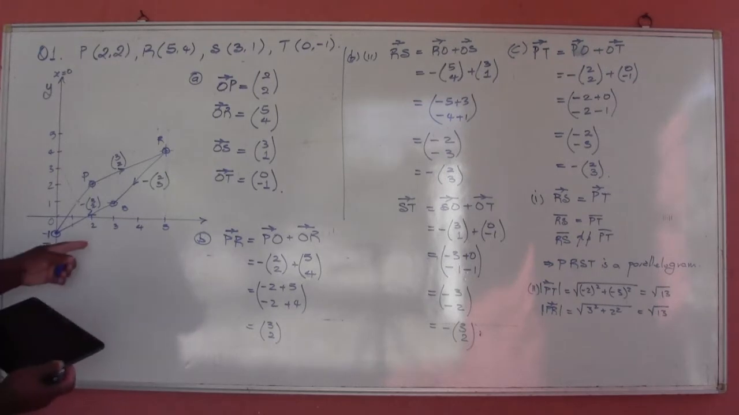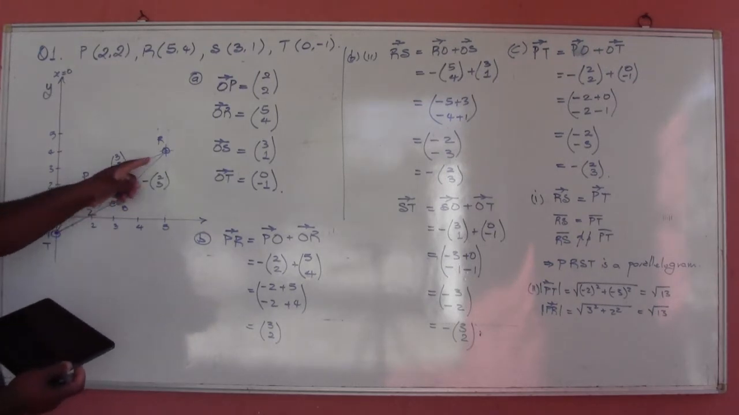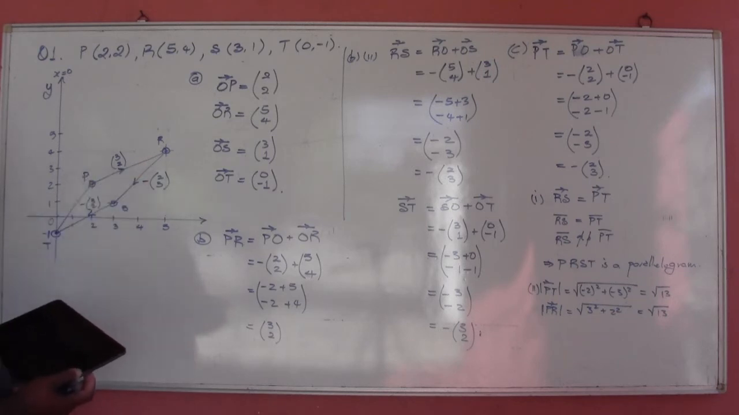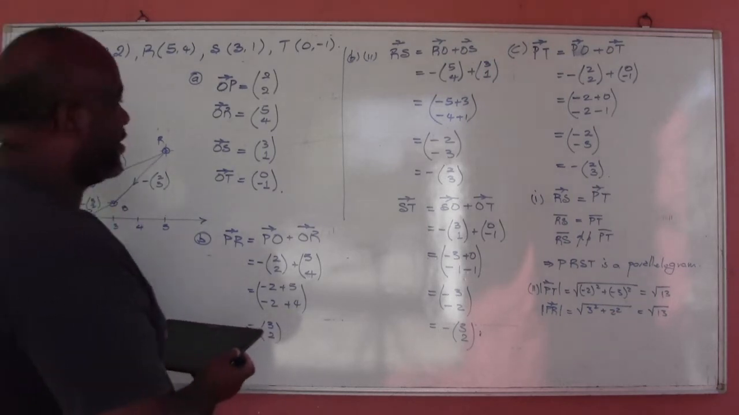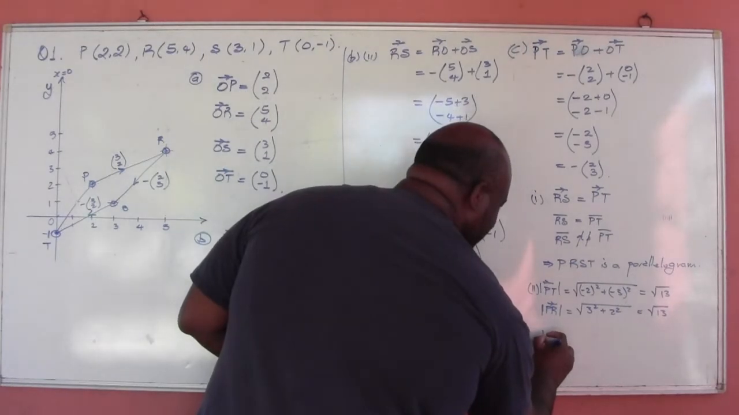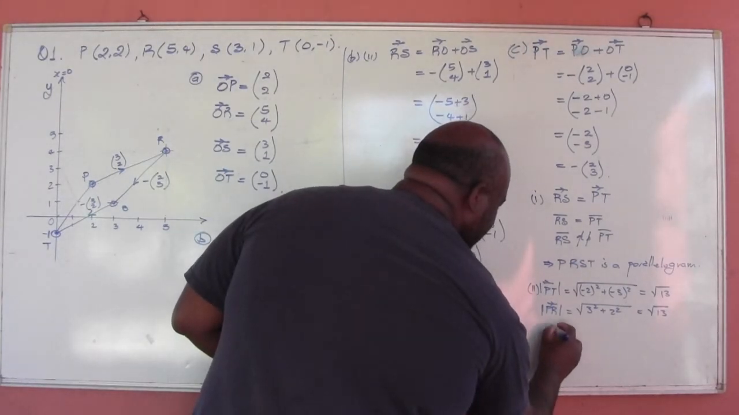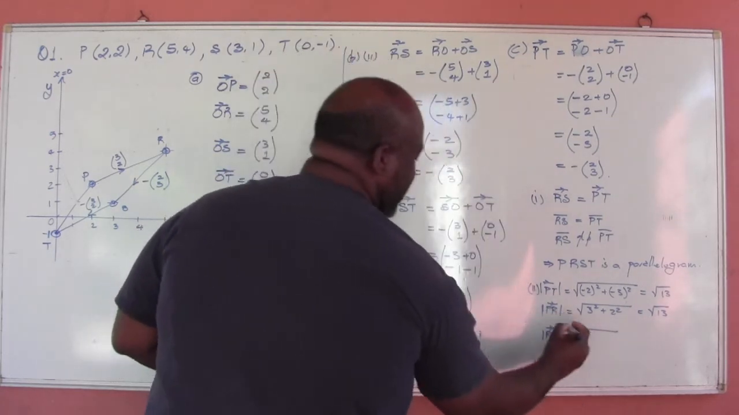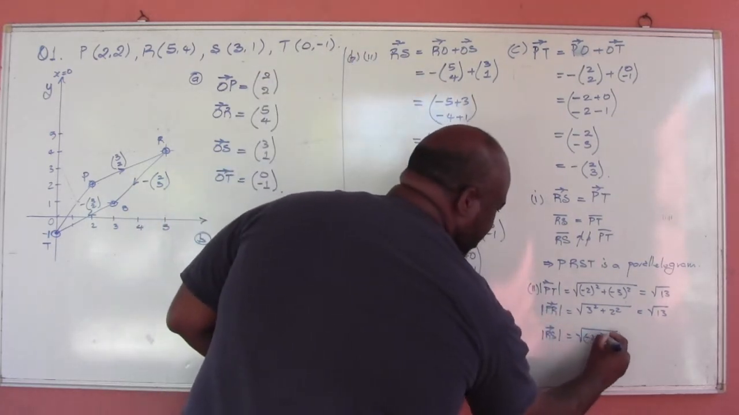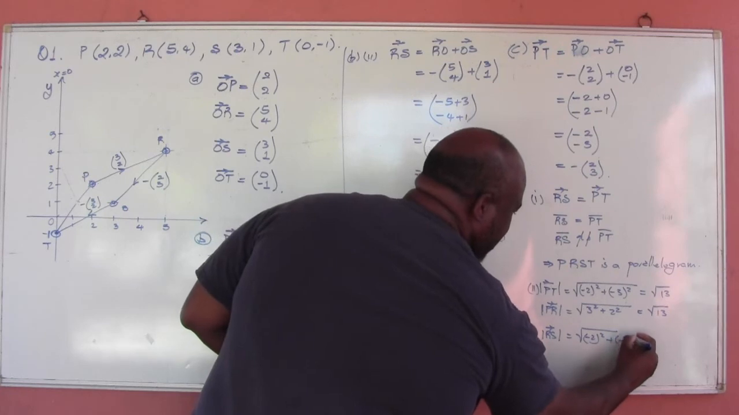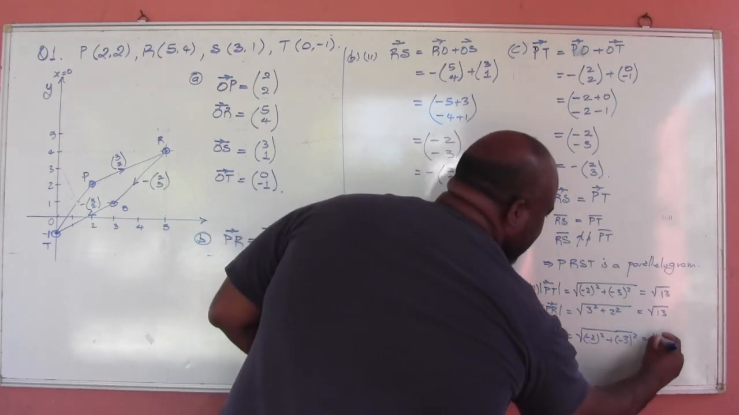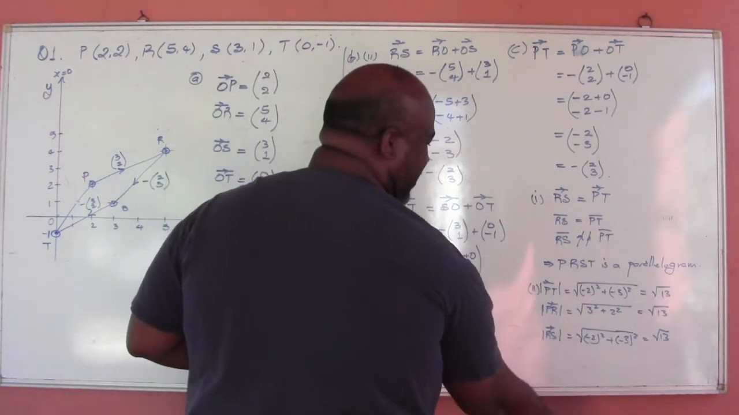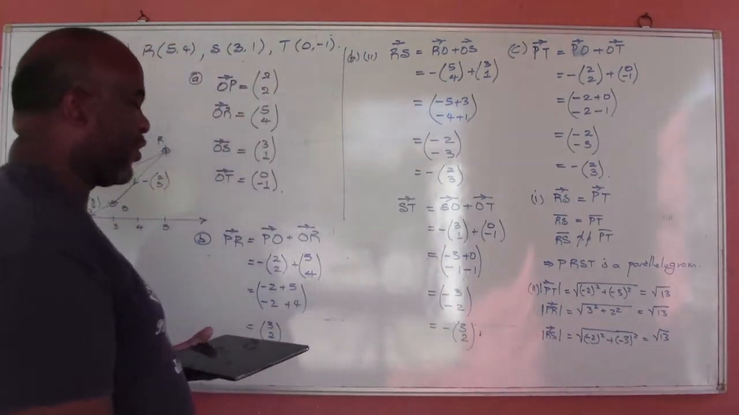So we have done these two sides. We looked at PT and we looked at PR. Now let's go for RS. The magnitude of RS is equal to the square root of (-2) squared plus (-3) squared, which is still the square root of 13, because this is 4, this is 9, and 4 plus 9 is 13.